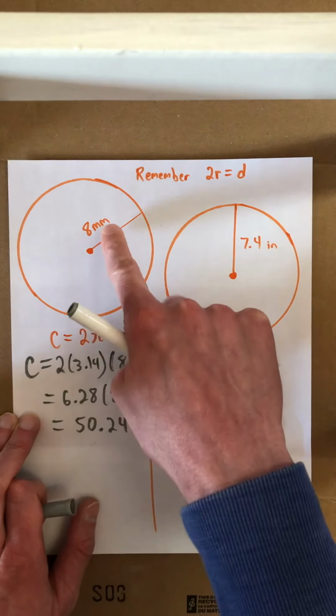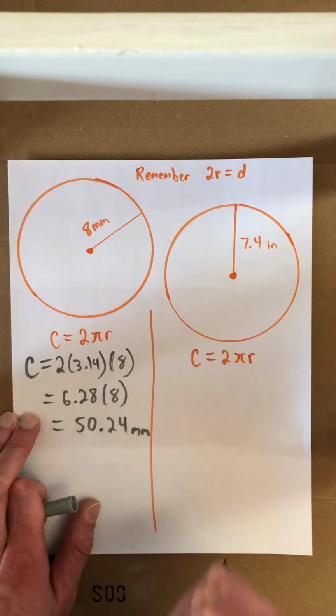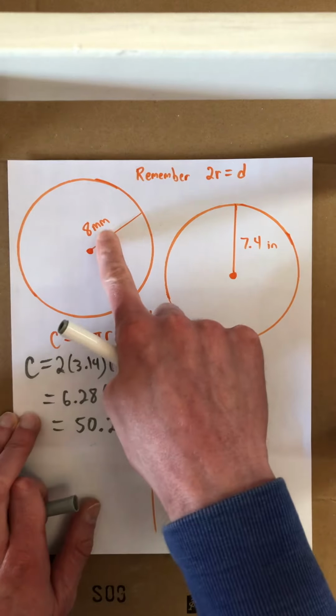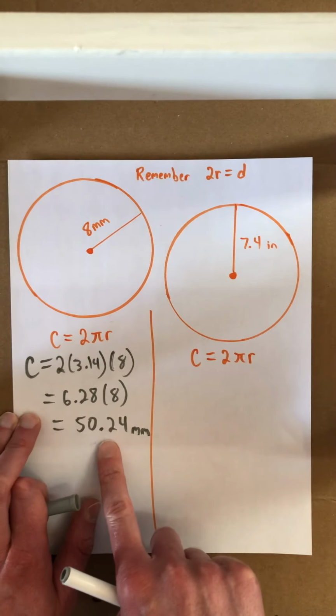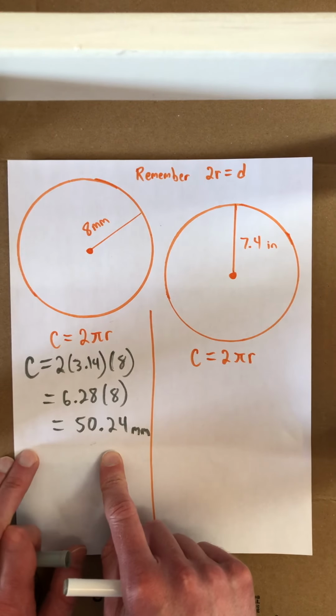What are my units? Well, I have to go back and look at the radius. Millimeters, so this will have to be millimeters as well. And that's how I'm able to figure it out. The same units that are on the radius is the same units as the circumference. So that's how long that outside the circle would be if I straightened it out to a straight line.